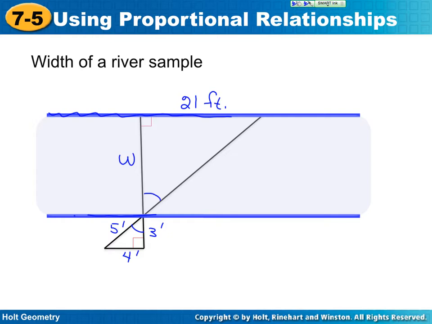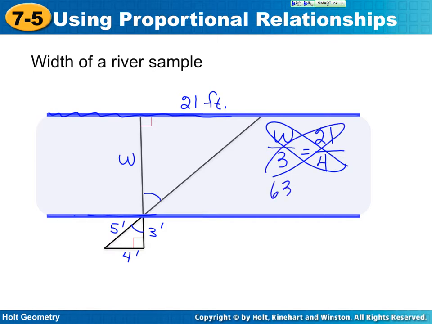So as we've been doing, you can set ratios of the matching sides. The one we're interested in is W. W is going to match up with what side of this triangle that I did on the bank? The 3. Okay, so W in a ratio with the 3, then 21 would be with the 4. So it's just similar triangles, applying it to something that might be a real life situation.